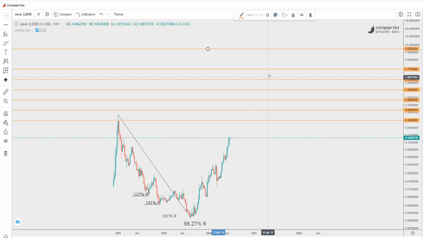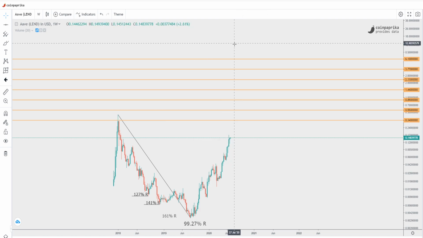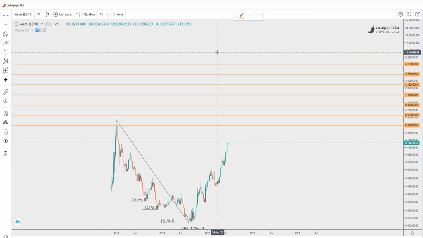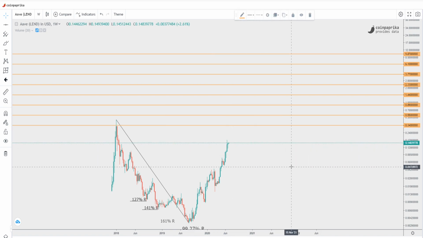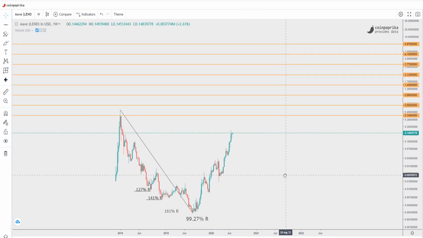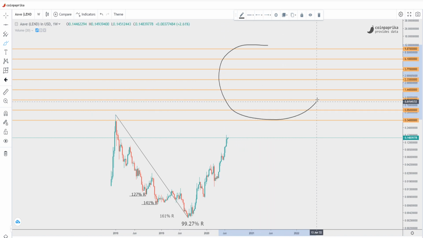Oops, wrong. Actually, I didn't save it, just a second, sorry, my bad. 6 and 10, and now just one more, almost there, just a second. 87. Yes, perfect. So folks, in my humble opinion, this is the range, a whole range for the next bull run for LAND.